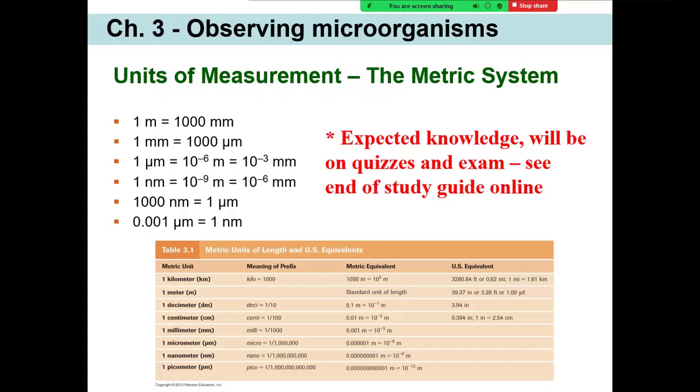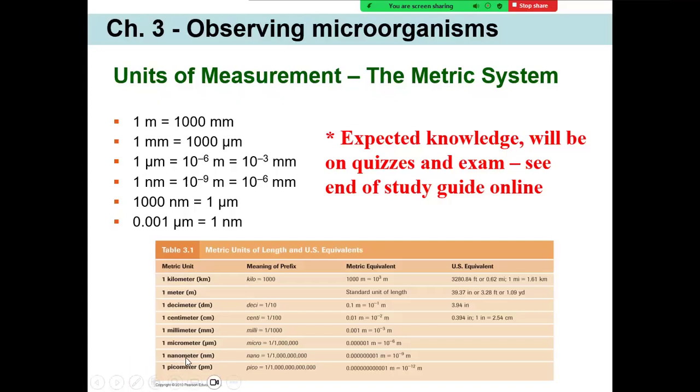You should know a micrometer. That is 1/1,000,000th of a meter, or 10 to the -6 meters. And this is the size of microorganisms. So when we see things under the microscope, we'll be talking about how long they are in micrometers. And most bacteria are between 1 and 2 micrometers in diameter.